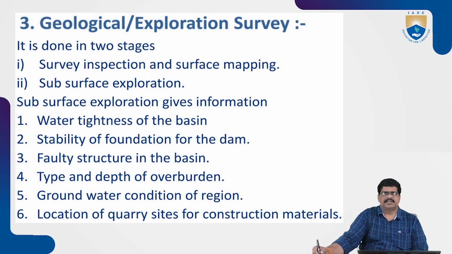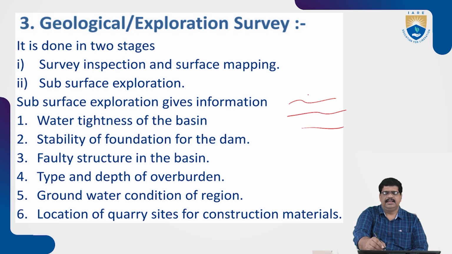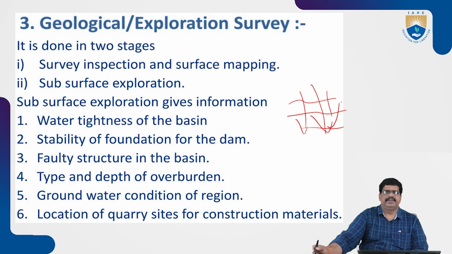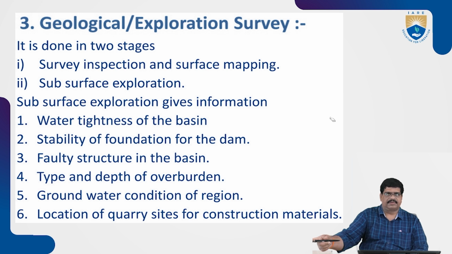Let us see the first one, the inspection and survey mapping. The inspection of the mapping shows how much area is possible for storage and the particular area for the construction of the reservoirs. Next, subsurface exploration, which covers runoff and the soil's infiltration capacity. So the soil content is very important. Infiltration capacity is the most important to investigate the capacity of the reservoir. Next, subsurface exploration is to check the water tightness of the basin.